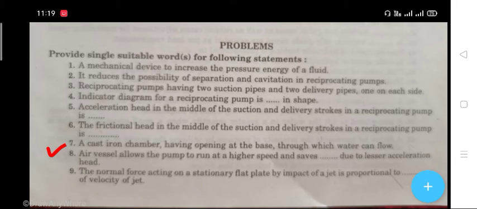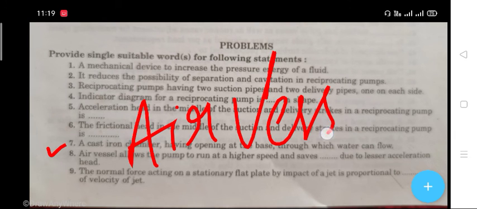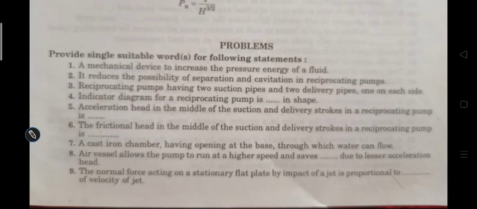Next question, question number 7: a cast iron chamber having an opening at the base through which water can flow. The right answer is air vessel.